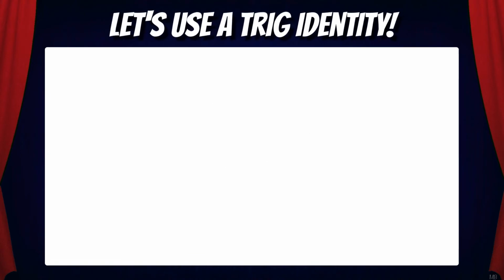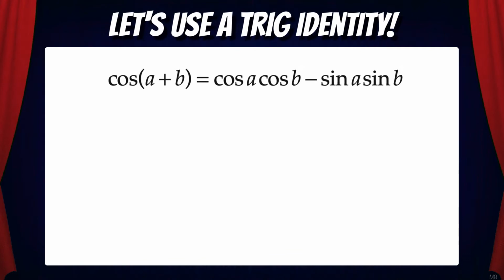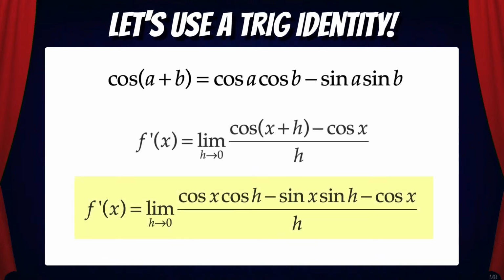In order to solve this limit, we're going to use a trig identity. Cosine(a + b) equals cosine a cosine b minus sine a sine b. That means f'(x) equals the limit as h goes to 0 of cosine x cosine h minus sine x sine h minus cosine x, all over h.